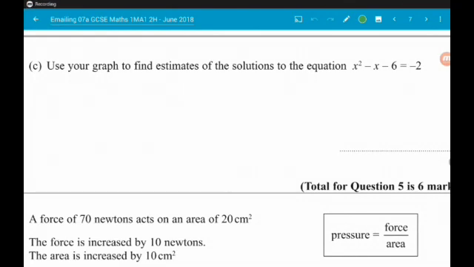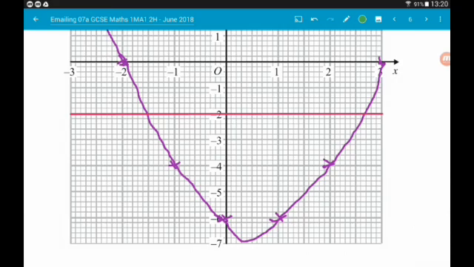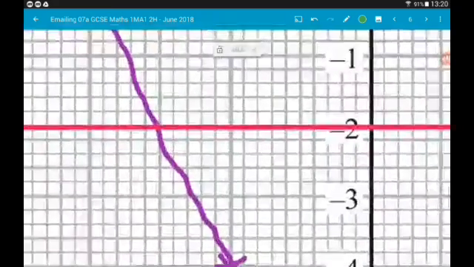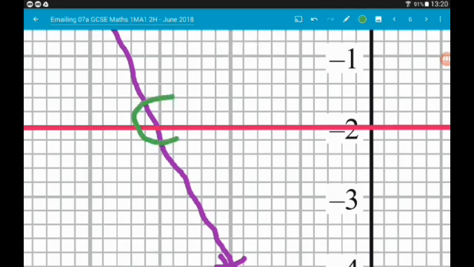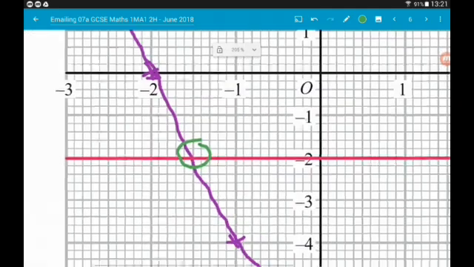Okay, then part C wants us to use our graph to find estimates of the solutions to the equation x squared minus x minus 6 is equal to minus 2. So the way that we do that, on our graph, we want to find the points where the graph is equal to minus 2. So we draw a horizontal line across y equals minus 2. So that will look like this. And what we want are the points of intersection of the line and the graph.